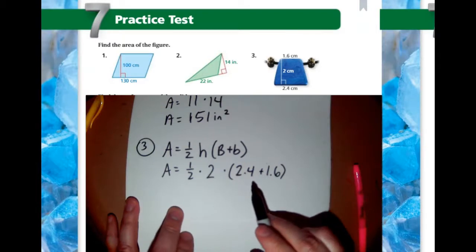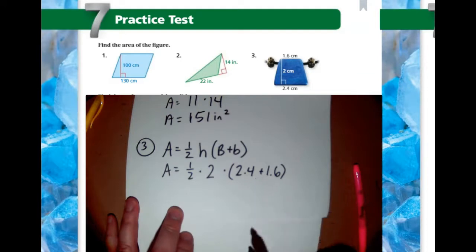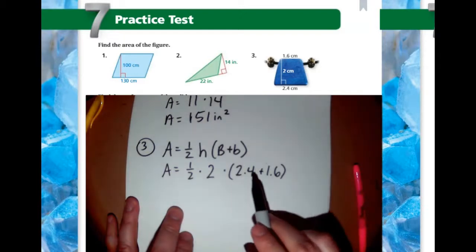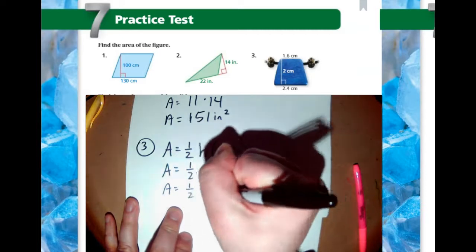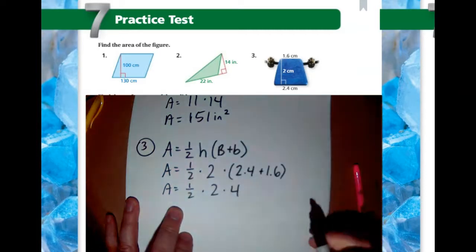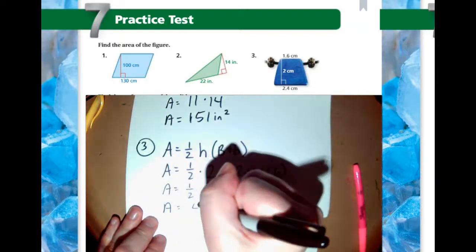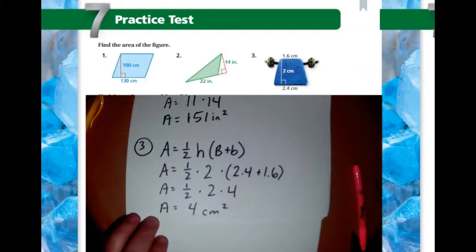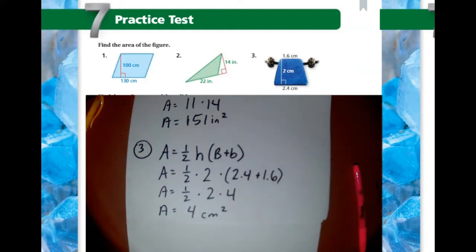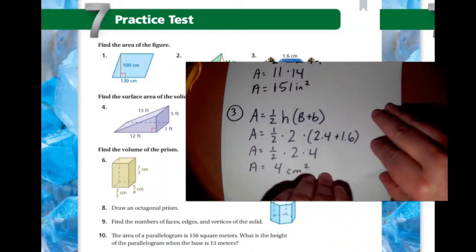Okay, order of operations says 2.4 plus 1.6 is first because I'm adding them in parentheses, right? So 6/10 plus 4/10, just thinking this through mentally, that's 1. 2 plus 1 is 3, plus that other 1 is 4. So my area is 1/2 times 2 times 4. 2 times 4 is 8, and half of 8 is 4. The area here equals 4 centimeters squared. So again, notice, first 3 problems, we need to know our area formulas. So make sure you've got those in mind. All right, moving on to number 4.